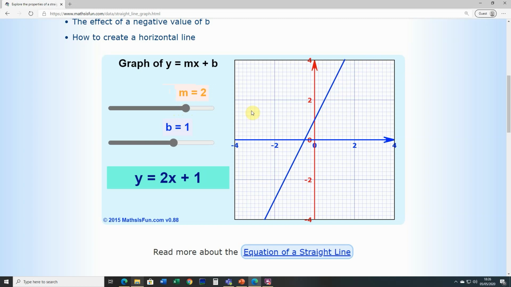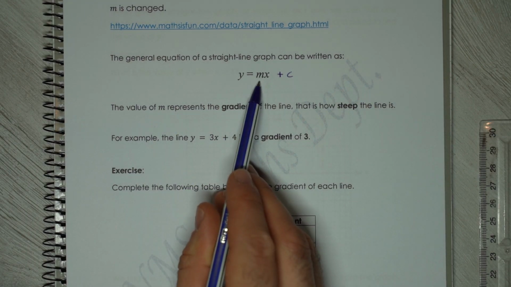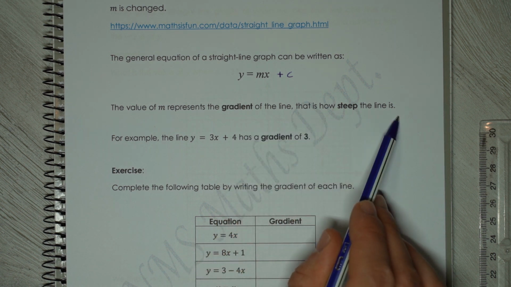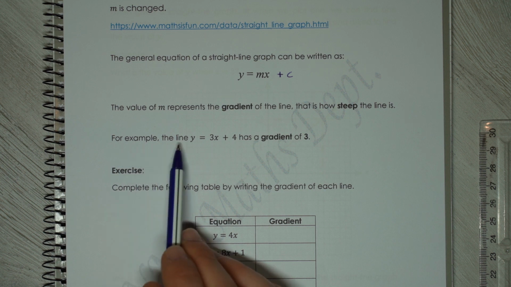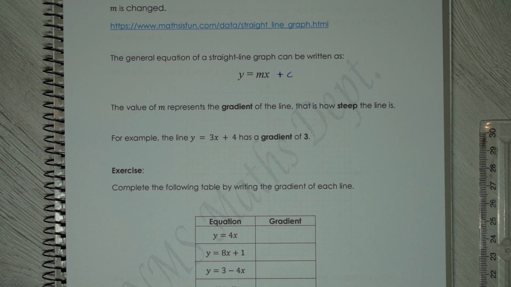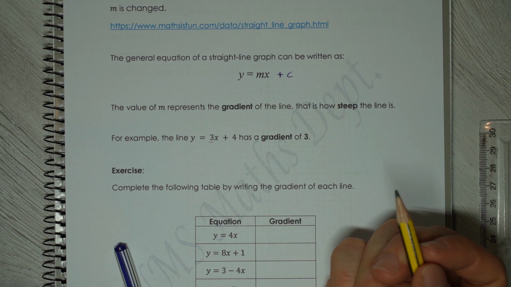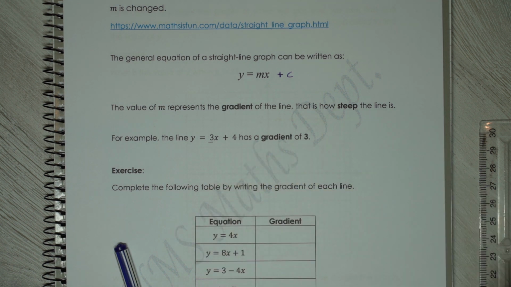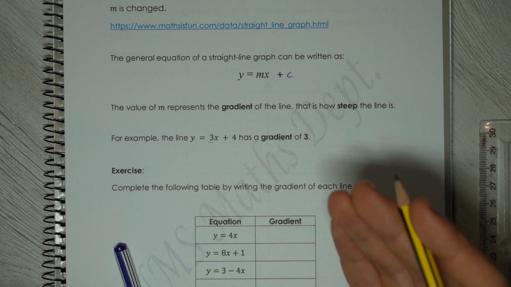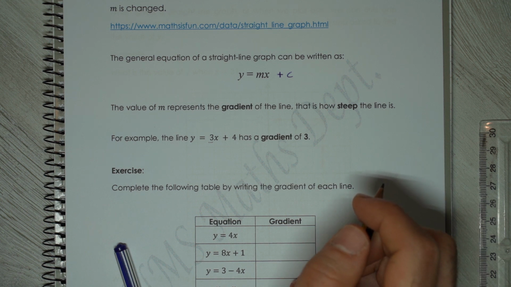Now let's continue on the notes. The value of m represents the gradient of the line, that is how steep the line is. For example, the line y equals 3x plus 4 has a gradient of 3, because with x we have the number 3. So 3 is the gradient, and the gradient tells us how steep the line is. So this is today's lesson.